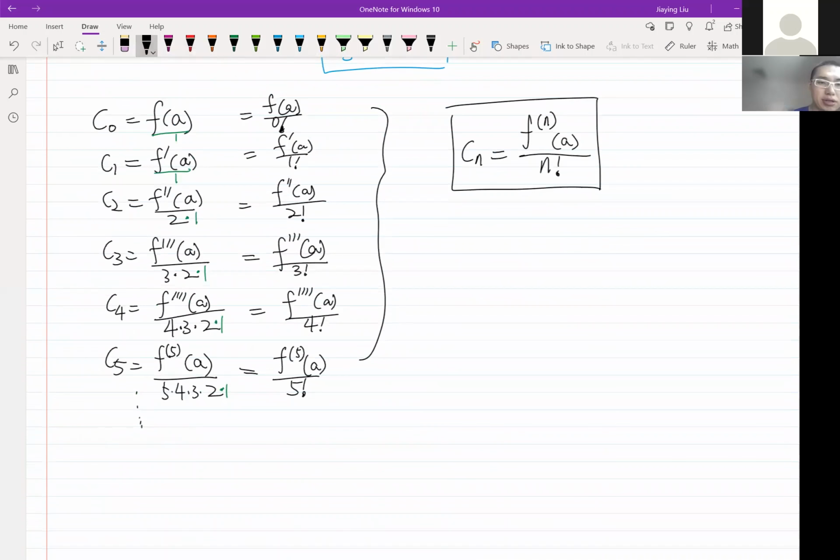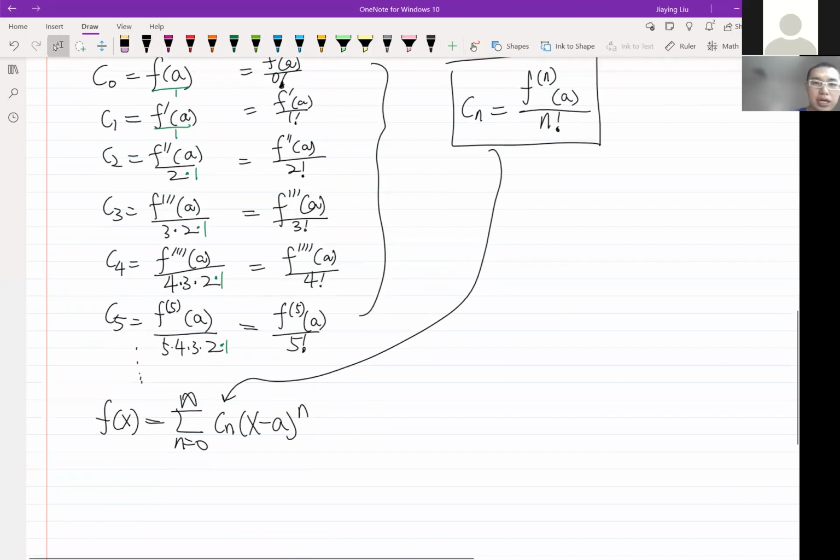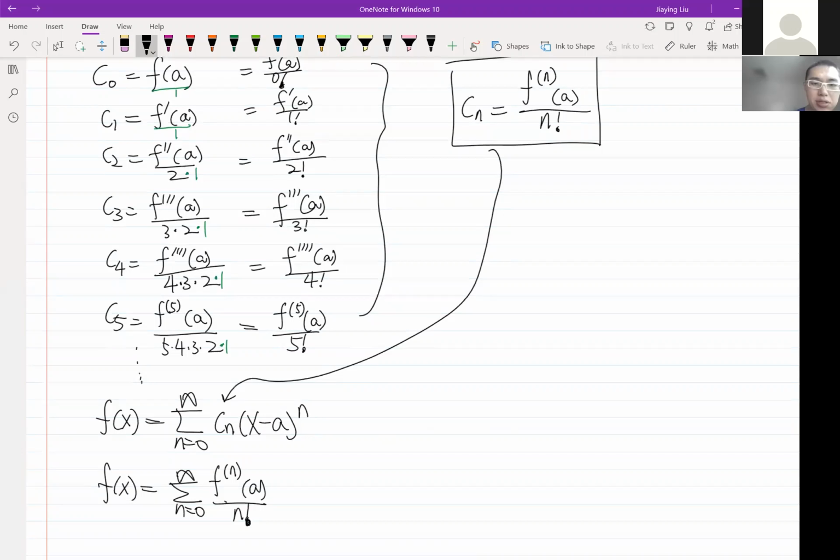So let me write this. Recall that f of x is equal to sigma n from 0 to infinity Cn times x minus a to the n. Now we know what Cn is. We can just put it into that formula, and that will give us f of x equals sigma n from 0 to infinity, Cn will be the nth derivative of f at a as input, divided by n factorial, and then multiplied by x minus a to the n.